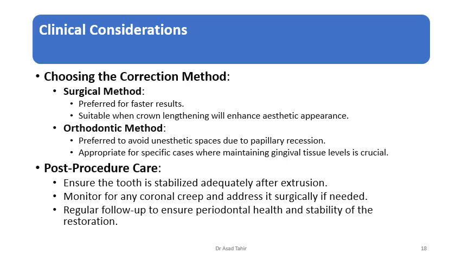Conclusion. Correcting biologic width violations is essential for maintaining periodontal health and the longevity of restorations. Surgical removal of bone and orthodontic extrusion are effective methods, each with specific indications and potential risks. Individual patient assessment is crucial to choosing the most suitable correction method. Proper execution and post-procedure management are key to successful outcomes.